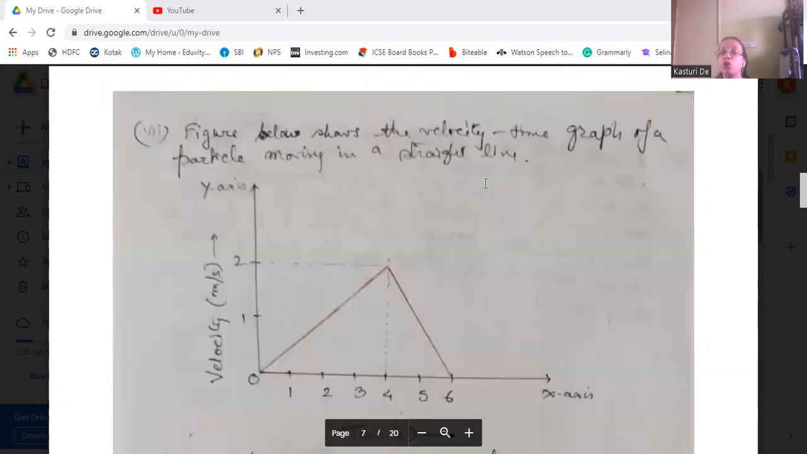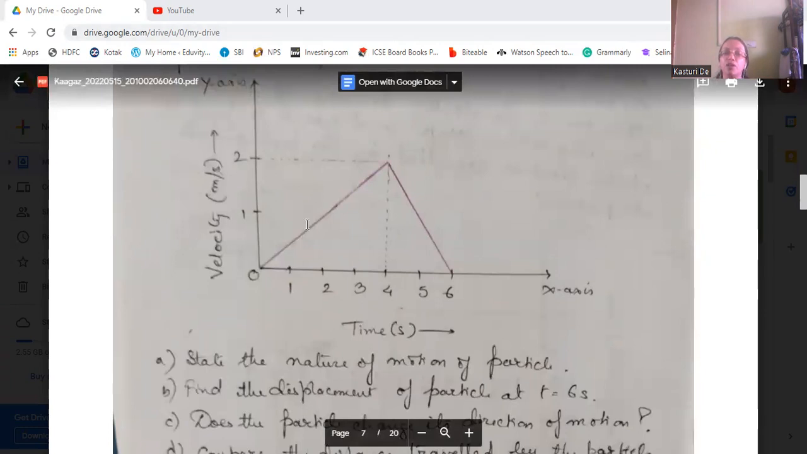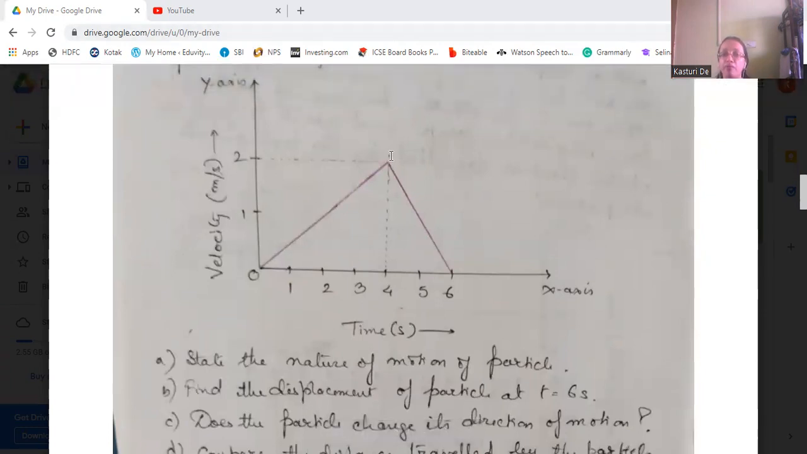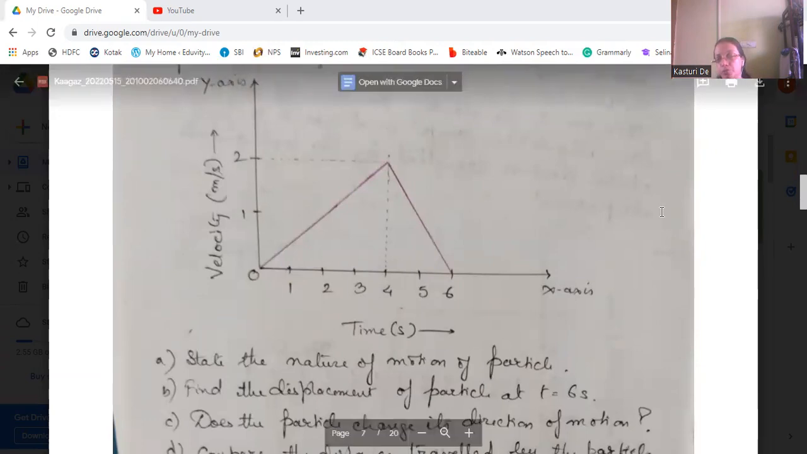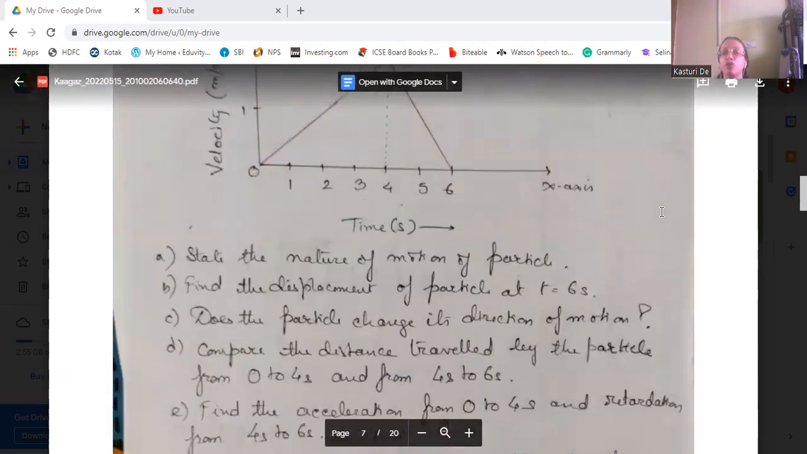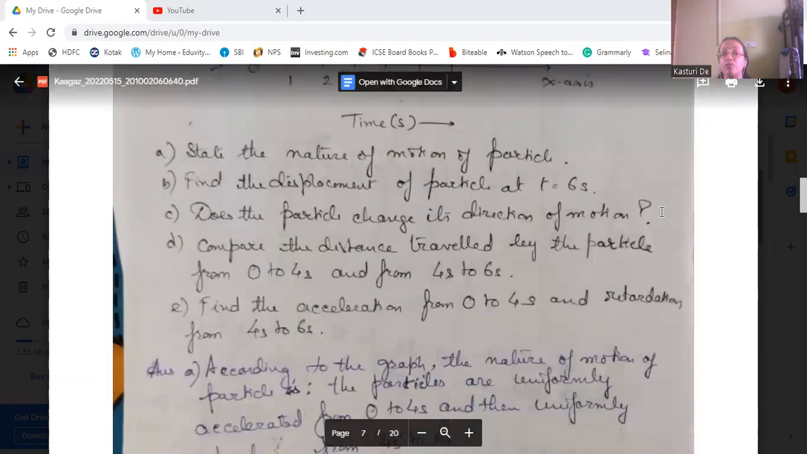Now, the figure below shows the velocity time graph of a particle which is moving in a straight line. So this is the figure. The velocity goes up and then it's coming down. Okay, state the nature of the motion of the particle, find the displacement of the particle when t is equal to 6 seconds. Does the particle change its direction of motion? Compare the distance traveled by the particle from 0 to 4 and from 4 to 6. Find the acceleration from 0 to 4 seconds and retardation from 4 to 6 seconds.